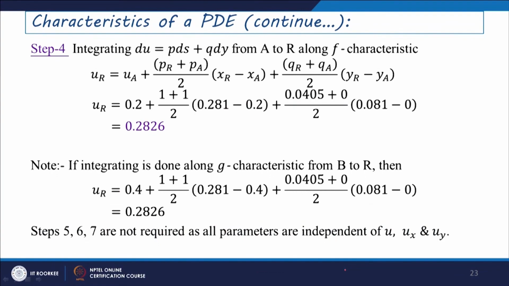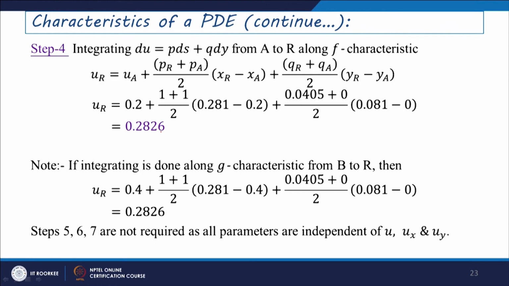And again, if you integrate du equals p dx plus q dy from a to r along the f characteristics, we get ur equals ua plus (pr plus pa) by 2 into (xr minus xa) plus (qr plus qa) by 2 into (yr minus ya). And if you put all these points, we get ur as 0.2826.